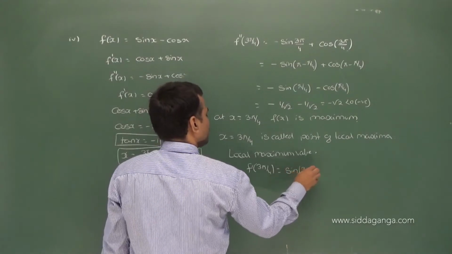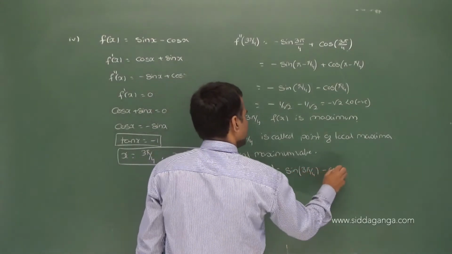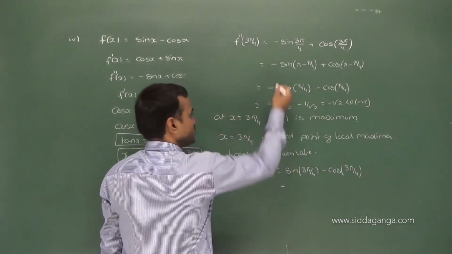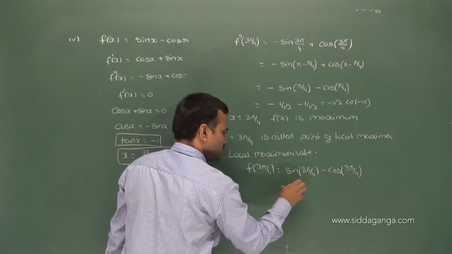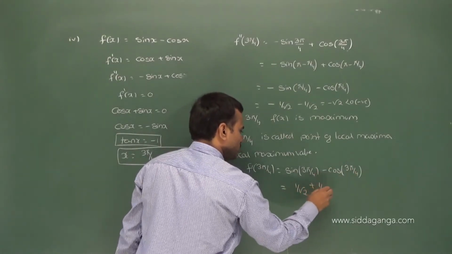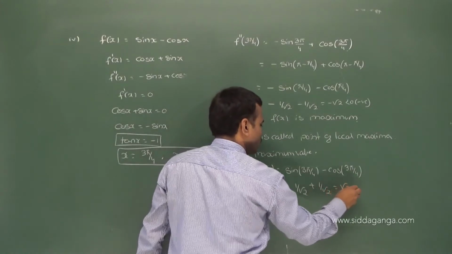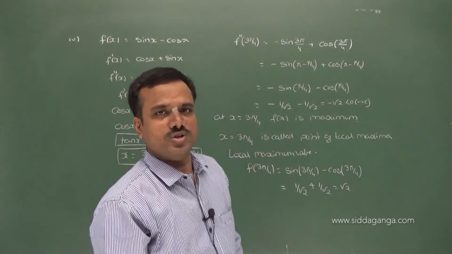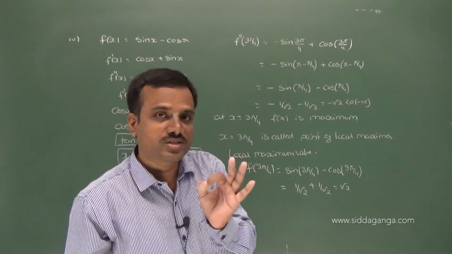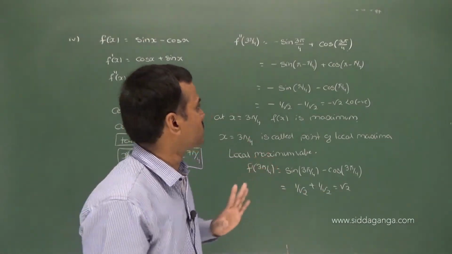Sine 3 pi by 4 minus cos 3 pi by 4. I write this directly because I solved it here. That's why I write it directly. 1 by root 2 minus of minus, plus 1 by root 2, it is 2 by root 2, and the answer is root 2. This root 2 is called the local maximum value.